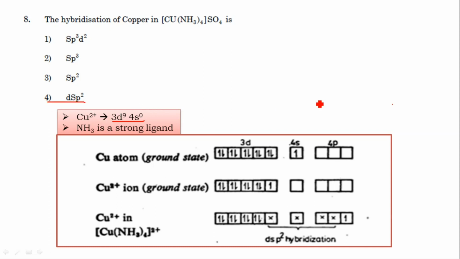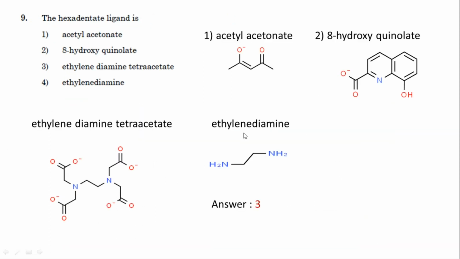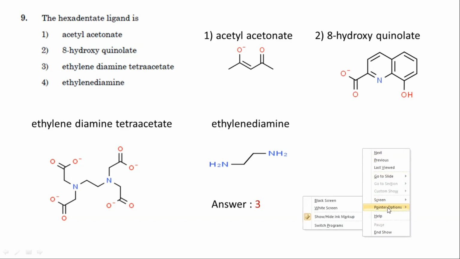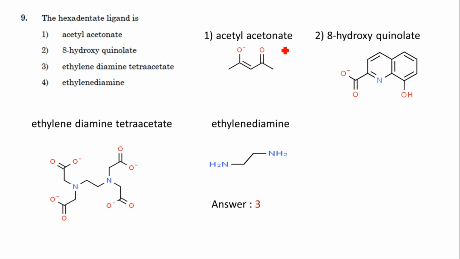Next one, 9th question. The hexadentate ligand is... Acetylacetonate is a bidentate ligand. 8-hydroxyquinoline is also a bidentate ligand. Ethylene diamine tetraacetic acid is a hexadentate ligand. It's 1, 2, 3, 4, 1 nitrogen, 5 and another nitrogen 6. So it's a hexadentate ligand. Ethylene diamine is a bidentate ligand. We know that. So the correct option is 3.